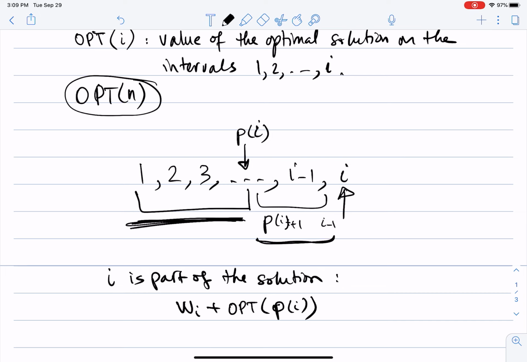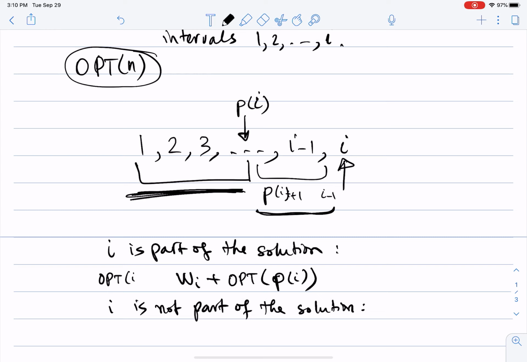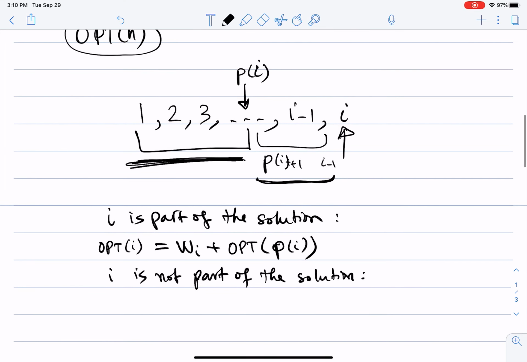Now, does I have to be a part of the optimal solution? The answer is no. I might not be part of the solution. Okay, so here we had opt of I equals Wi plus opt of P of I. If I is not part of the solution, then opt of I is just opt of I minus 1. We are just ignoring the interval I.